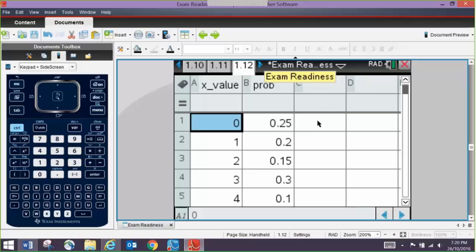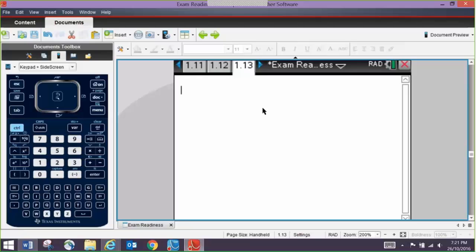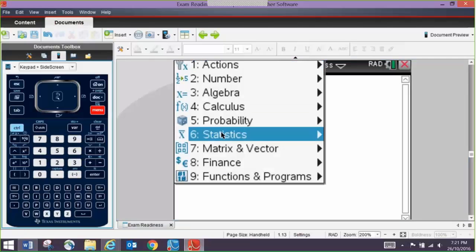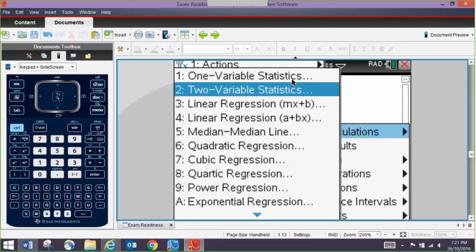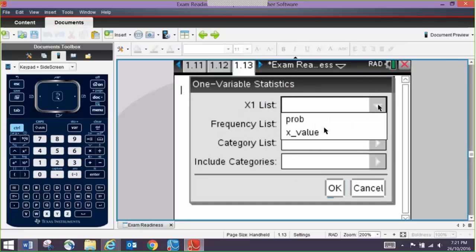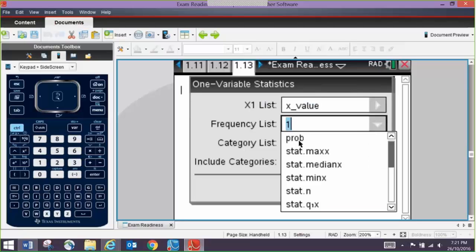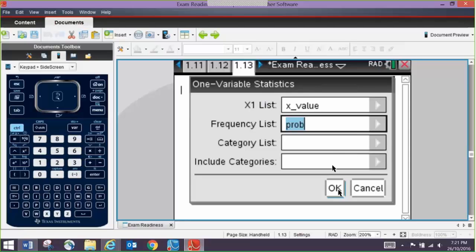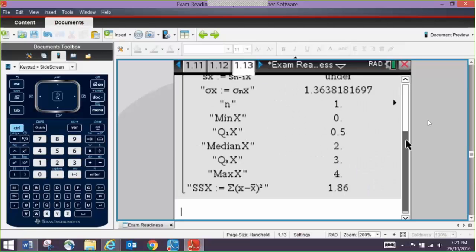I can do it within the spreadsheet page, but I actually like to do it on a calculate page, and this just shows the connectivity of all of the pages that we have. So if we go to menu, statistics, stat calculations, and the one variable statistics, now I know my lists look like they're in two lists, but it's actually one list of the variable, and that was the X values. So I then pop the X value into X list, and if you go to the arrow here, I can put the probability in as the frequency, and I press OK.